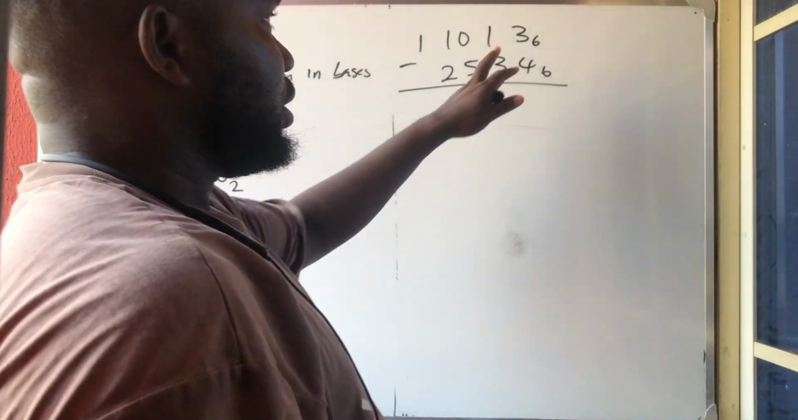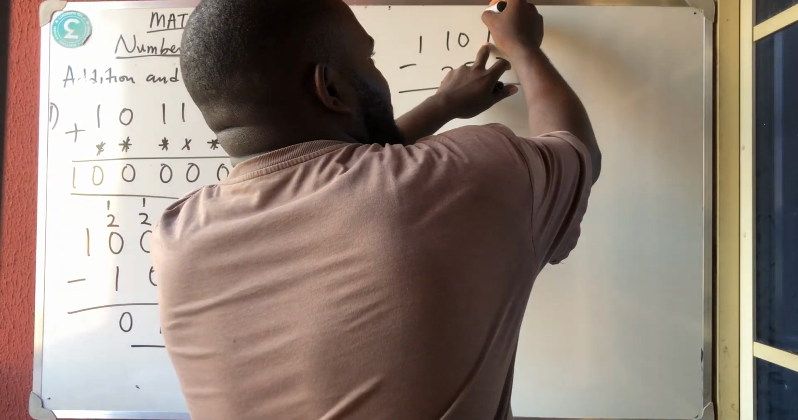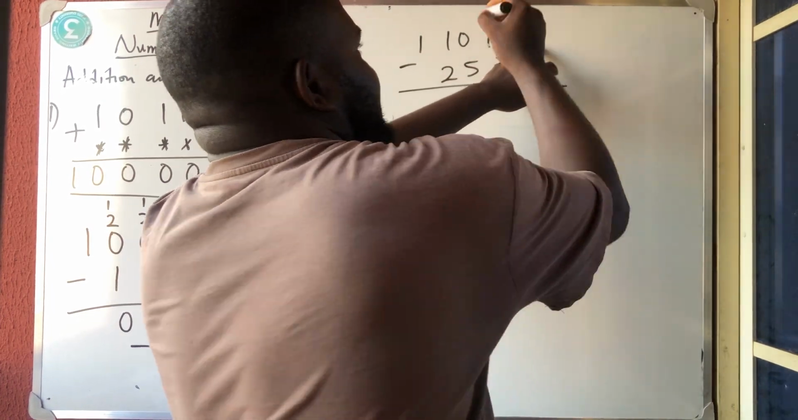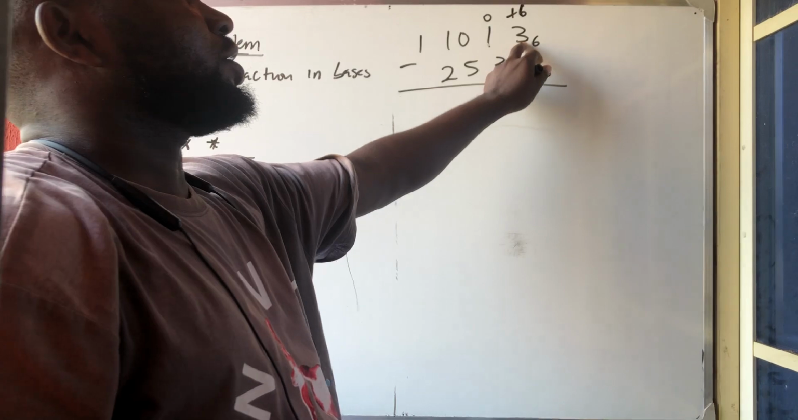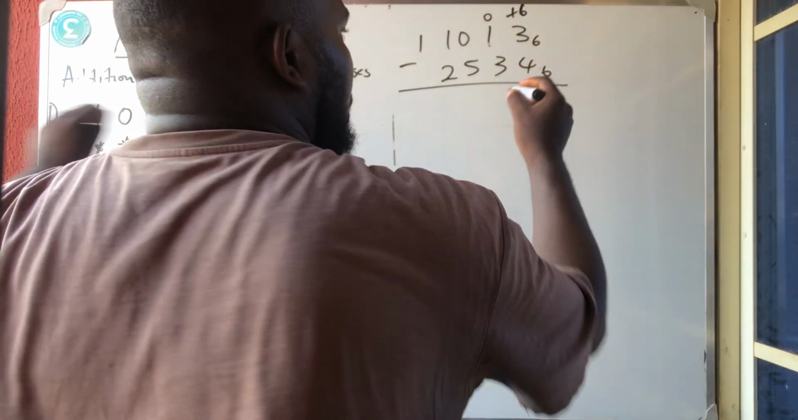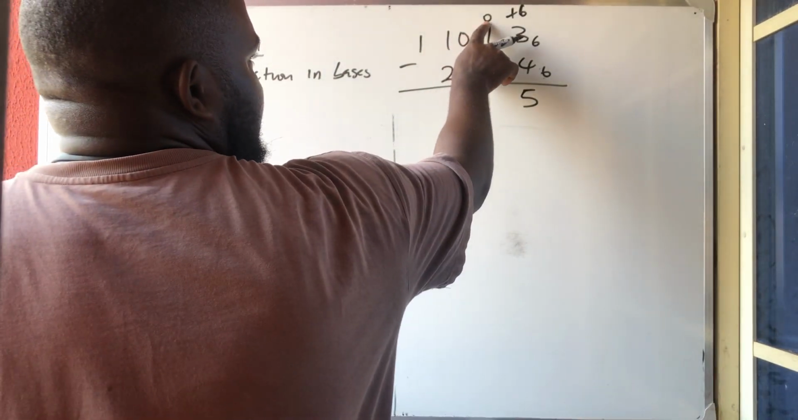Now watch. 3 minus this cannot go. You borrow this one here. 0 is remaining here now. And what you borrowed is what? 6. You add that 6 to this 3. So 6 plus 3 is what? 9. 9 minus 4 will give you what? 5. You understand? So what I'm having here is 0.